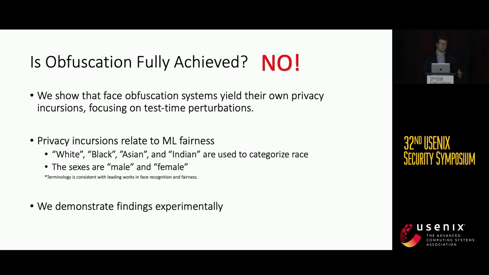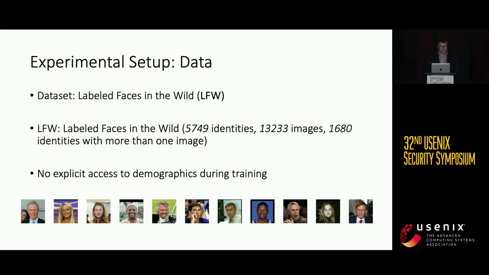So how did we go about finding this? So here's the setup. We used LFW, Labeled Faces in the Wild. It's got a little bit less than 6,000 identities. Here's some images that appear in Labeled Faces in the Wild. And the most important thing to note here is that these face recognition systems have absolutely no access to demographic information during training.